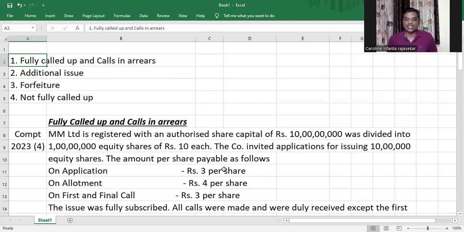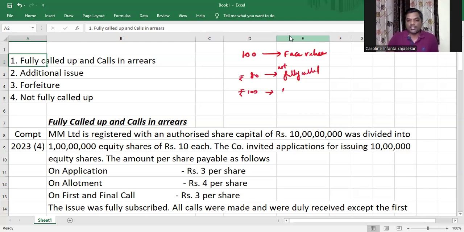Now, in order to understand these categories, first we need to understand what fully called up means. It's very, very simple, my dear children. Fully called up means, assume there is a 100 rupee share. The face value of the share is 100 rupees. If 80 rupees had been called up, it is not fully called up. If 100 rupees had been called up, it is fully called up.